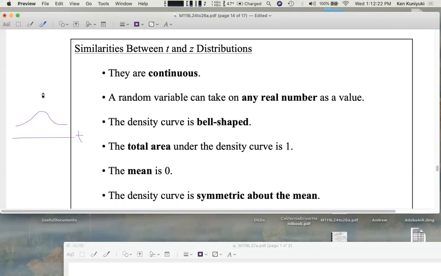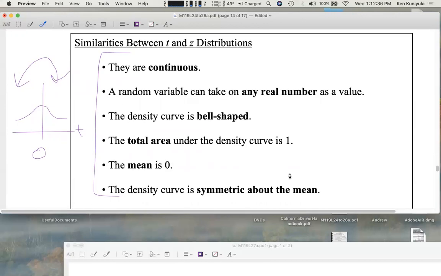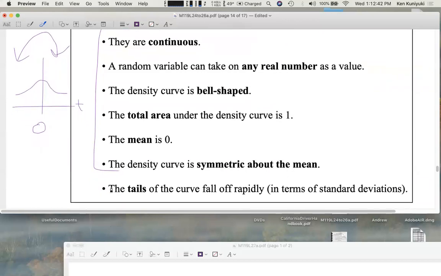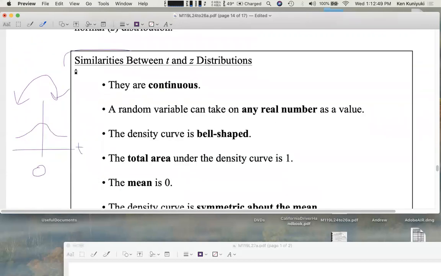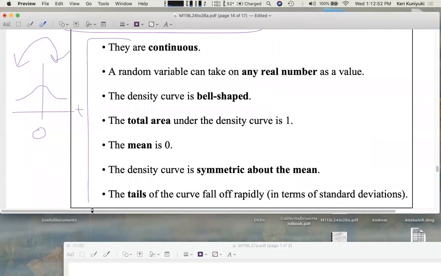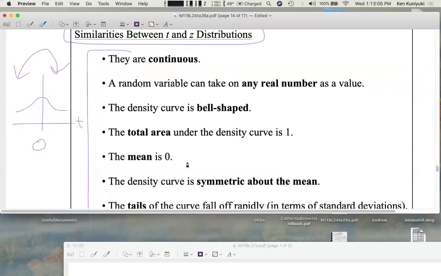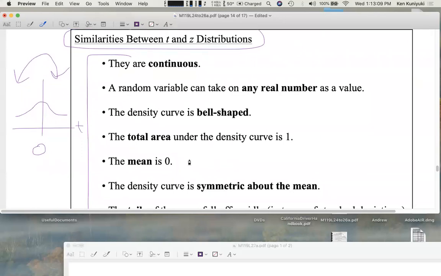The mean is 0, again, like for the Z distribution. And again, we have symmetry. So all of these characteristics for the T distributions are the same as for the Z distribution. Nothing is different so far. And also this too: the tails fall off rapidly. I guess I listed the similarities first. The tails of the curve fall off rapidly, which means that you cannot have too much too far out. You're not going to have too much further than 3 or 4 standard deviations away from the mean. So these are all similarities between the T distributions and the Z.